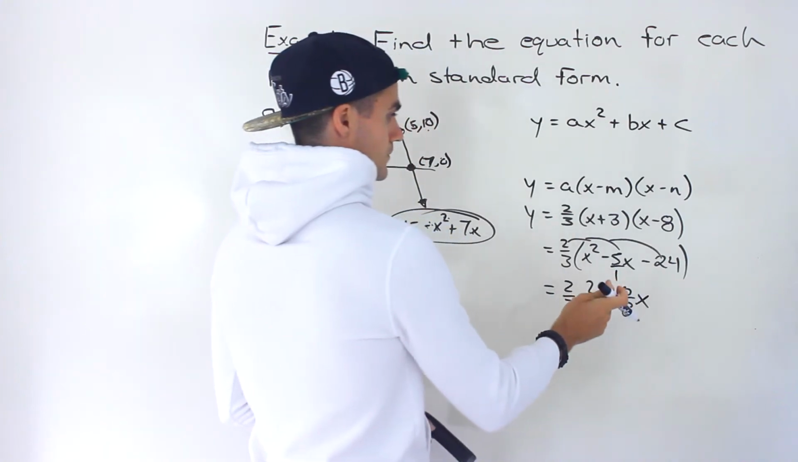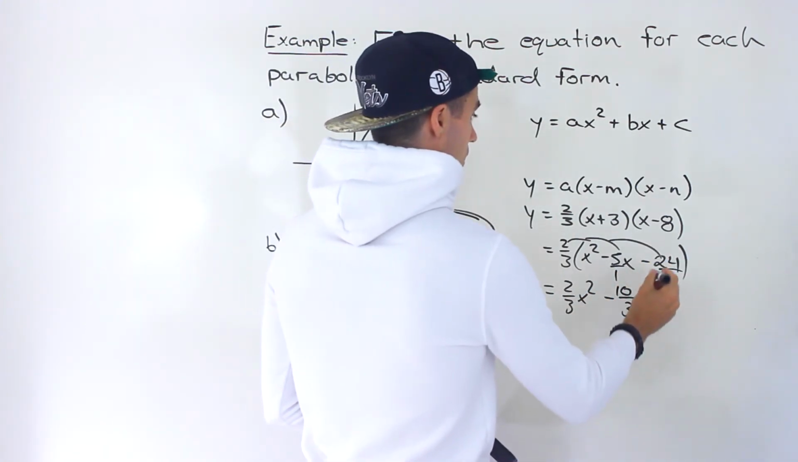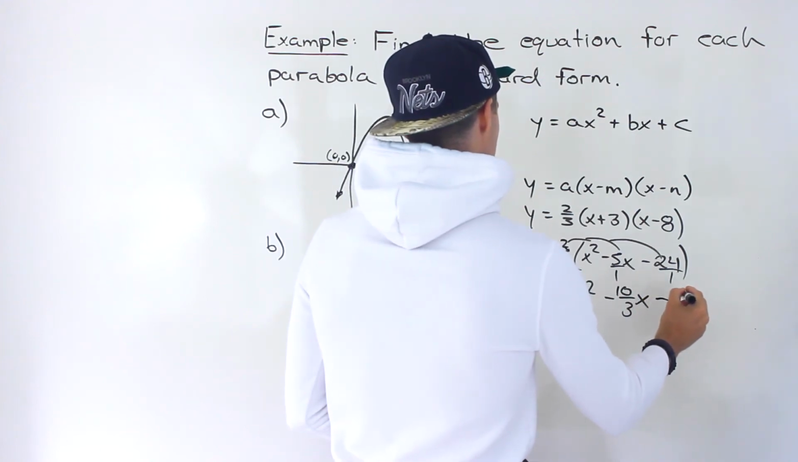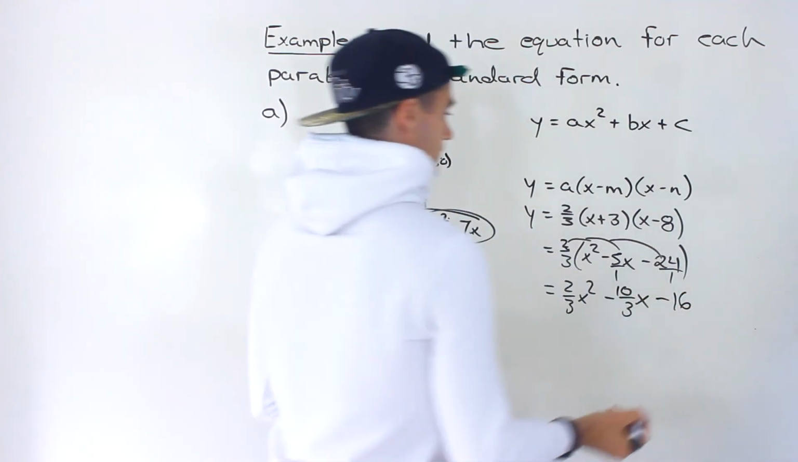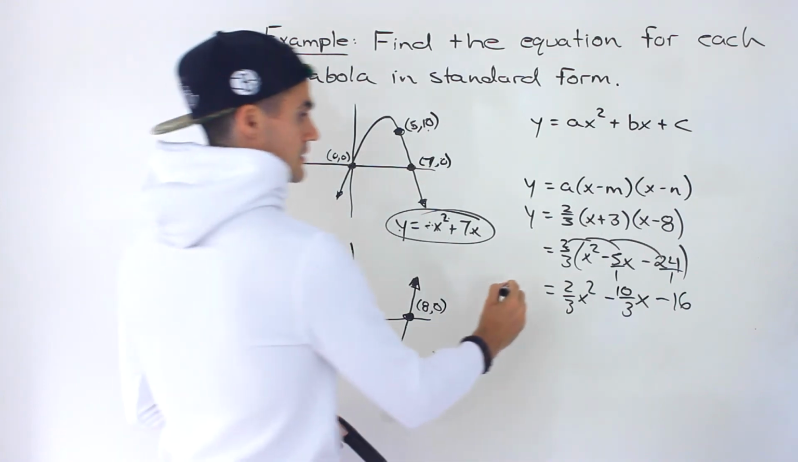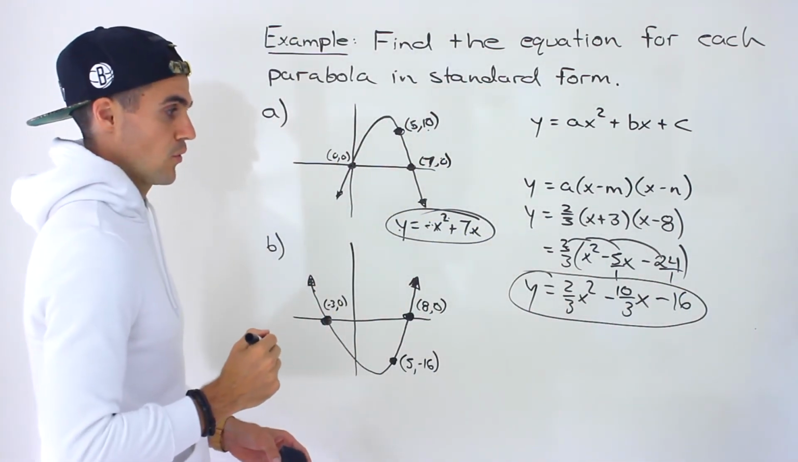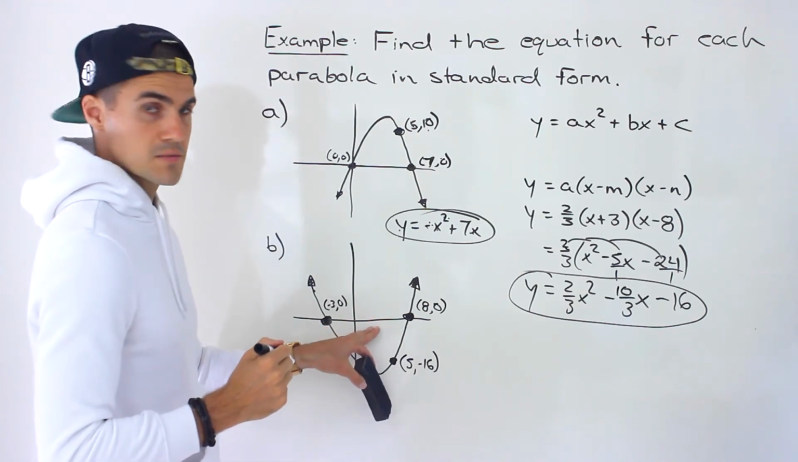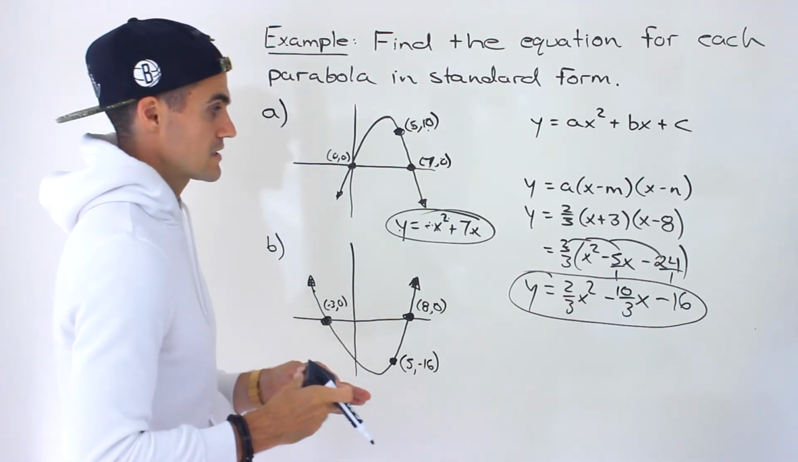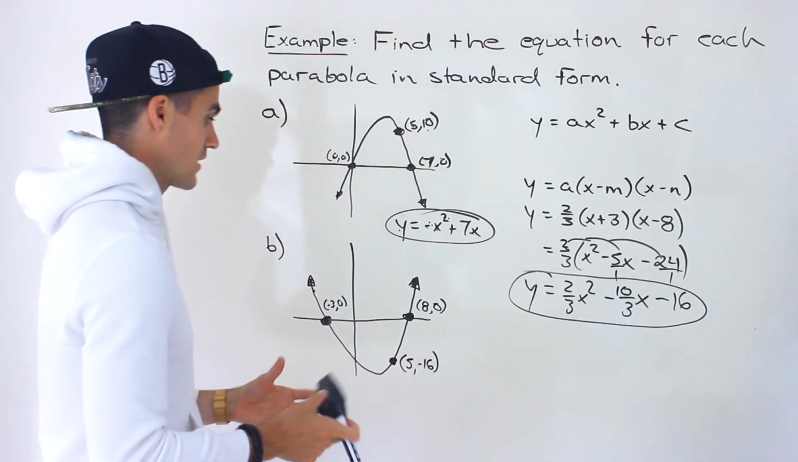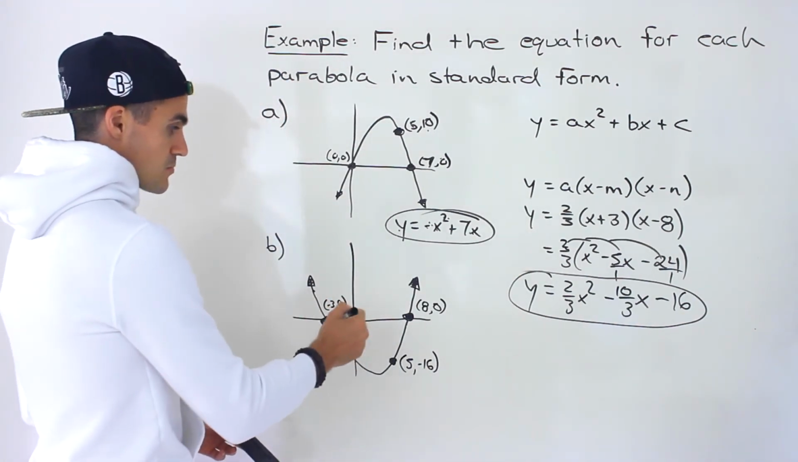This 24 is like over 1, right? Negative 24 times 2 over 3 would give us -16, like that. And so that ends up being the standard form equation for this parabola over here, right? It's a little bit more complex because that a value is a fraction. And again, if you want to check your answer, you could take these points, plug them in.